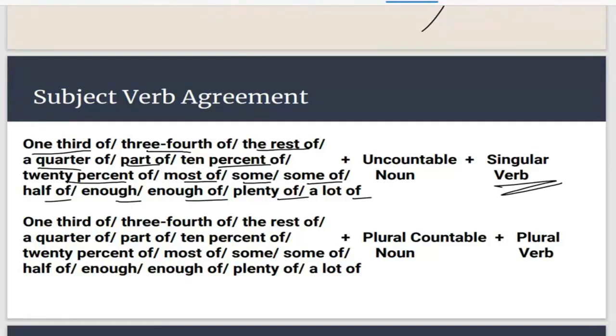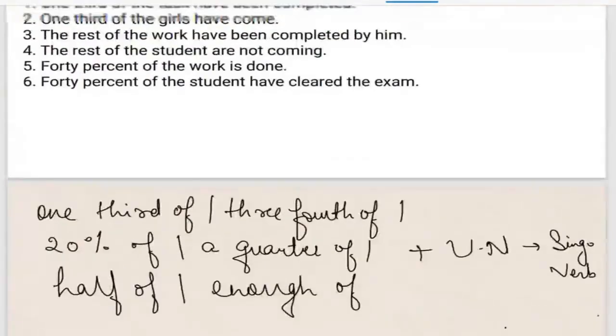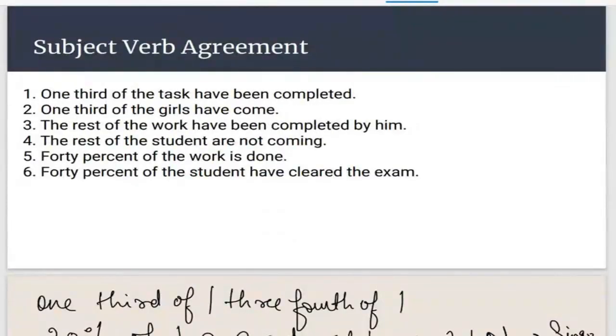But when a countable noun is used with these words, then that countable noun will always be plural, and with a plural countable noun we will always be using a plural verb only. Is this clear to all of you? Can we see the application of this rule in a sentence? Now have a look at the sentence.